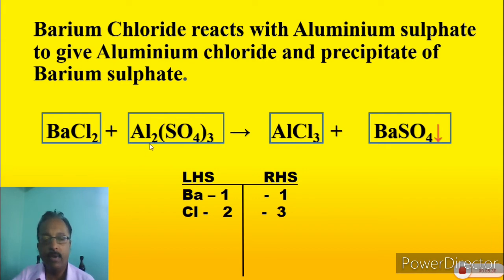So now which is the next element? Al means aluminium. So how many atoms of aluminium are here? Al2 means 2. Now don't get confused, since there is a bracket and outside the bracket there is 3. So this 3 is applicable to sulfur and oxygen. So 3 is not applicable to aluminium. So total number of atoms of aluminium here are only 2 on left hand side.